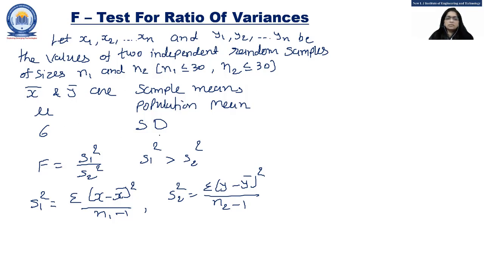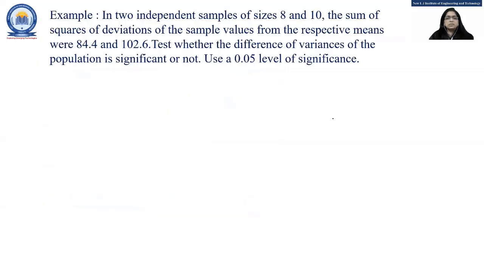mean, sigma standard deviation. For this kind of test, we apply the formula capital F is equal to S1 square upon S2 square. The condition is S1 square must be greater than S2 square. And if S2 square is greater than S1 square, at that time our formula is F equal to S2 square upon S1 square, where S1 square is the summation of (x minus x bar) the whole square upon n1 minus 1, and S2 square is the summation of (y minus y bar) the whole square upon n2 minus 1. So let's start the example for better understanding.